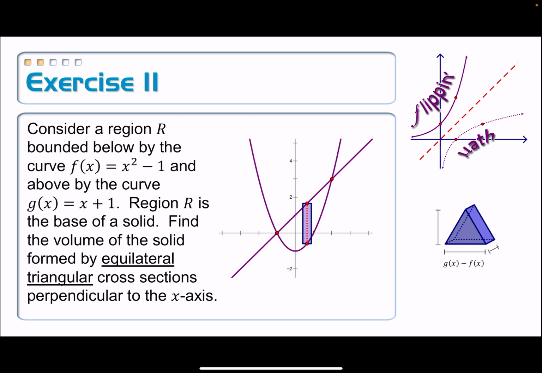So instead, remember from the warm-up activity, we drew in our height thusly, and it made a 30, 60, 90 right triangle over here. And the bottom part, the small leg here, is half of that g of x minus f of x. And then if I multiply that times the square root of 3, I'm going to get the height of our equilateral triangle. So we have the square root of 3 over 2 times g of x minus f of x. All right, and then once again, the width of our subinterval is just a dx.